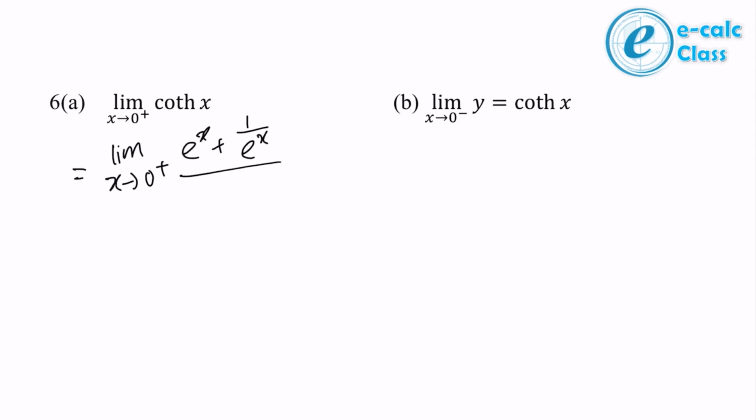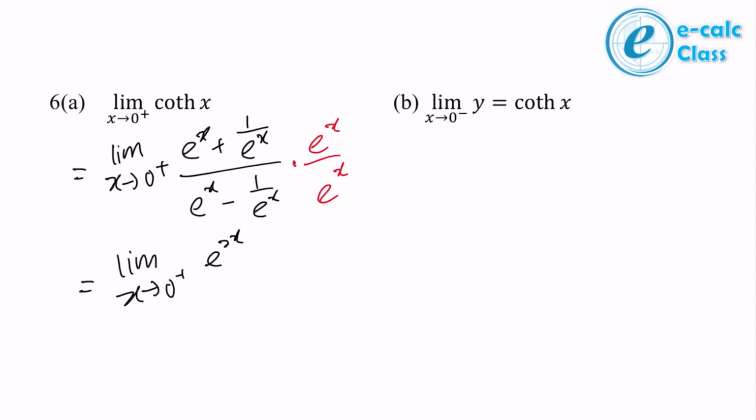For tangent hyperbolic, it is minus on top, plus at the bottom. Then cotangent hyperbolic is the reciprocal of it, so it will just be plus on top, minus at the bottom. This is a little bit different because x approaches 0 instead of x approaching infinity. So what you will do this time is multiply top and bottom by e to the x.